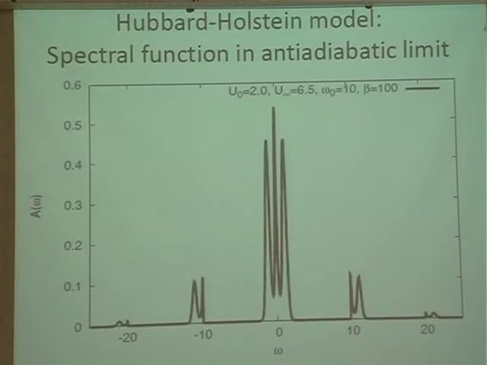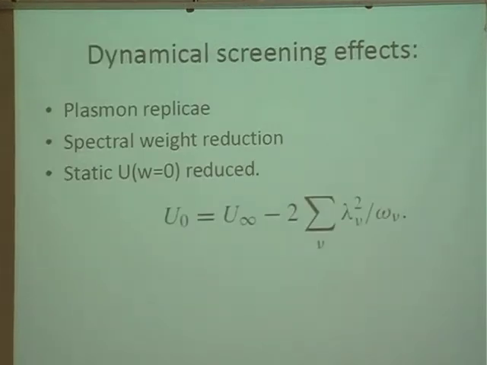Okay, so we understand this. And let me just summarize a little bit what we have understood now about the effects of the dynamical U in our impurity model. We have seen that we get this plasmon replica at the characteristic energy scales given by the bosons. This corresponds to spectral weight reduction that I told you can also quantify, even if we will not use it today. And the static component is reduced.